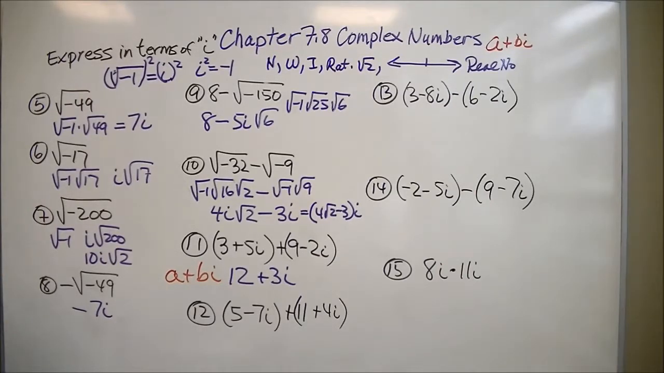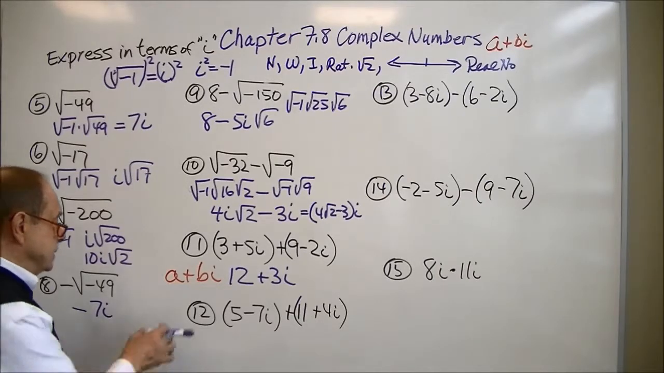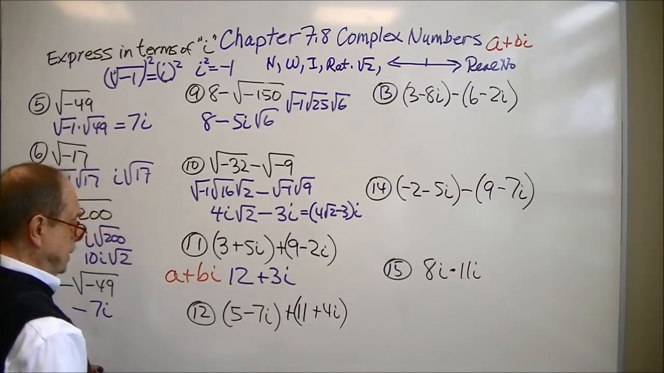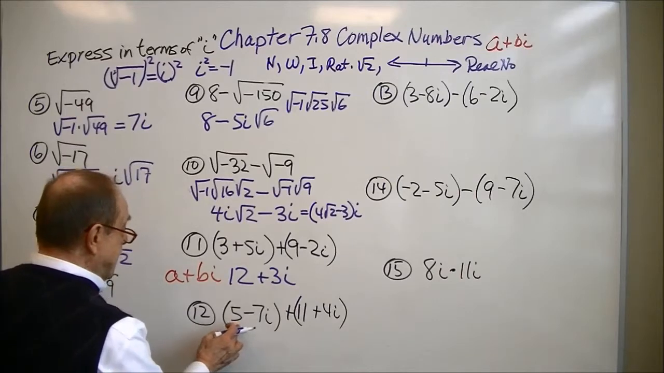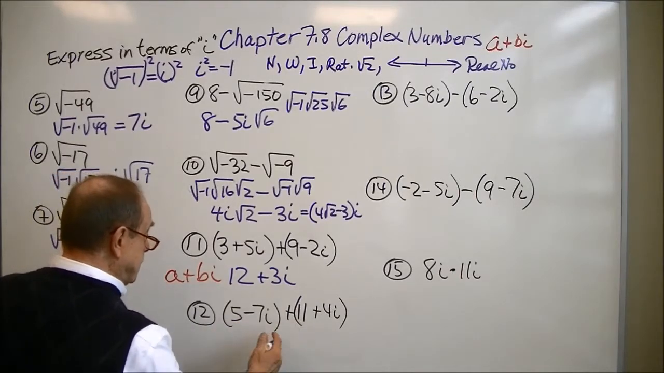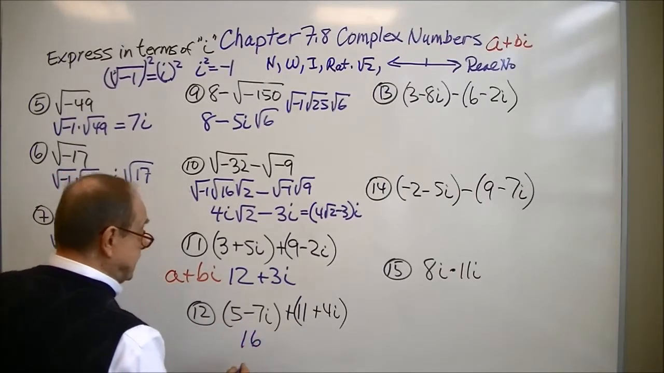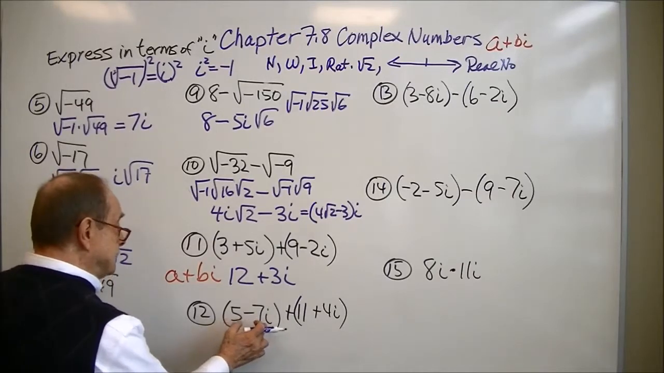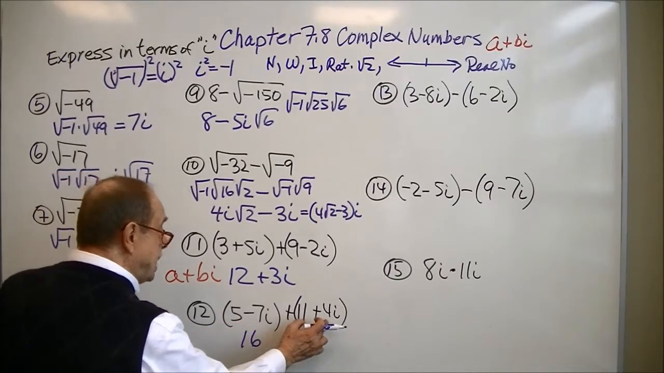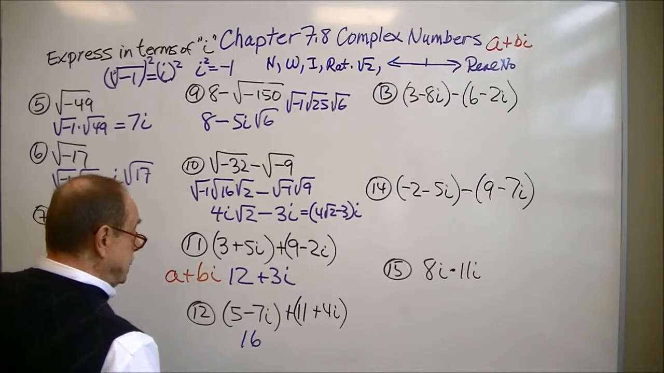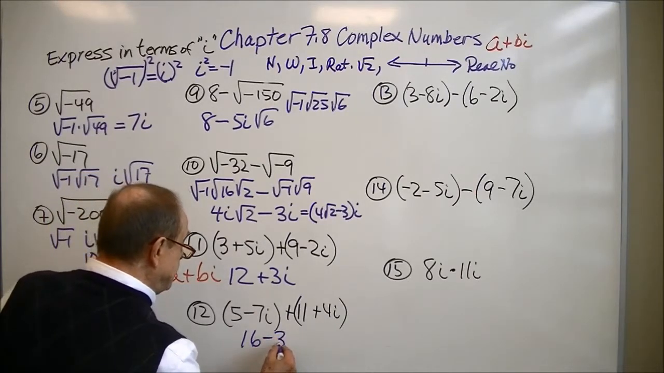Again, they might have had that in your class. We're just reviewing it here. So here we have 5 and 11. That's going to be 16. A negative 7i and a positive 4i give you a negative 3i.